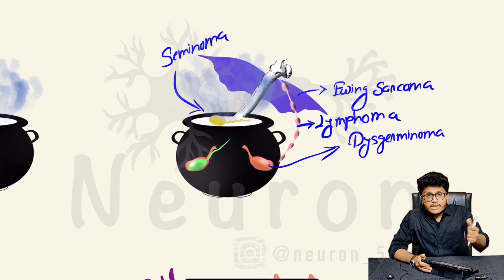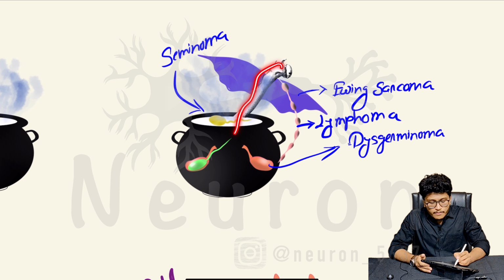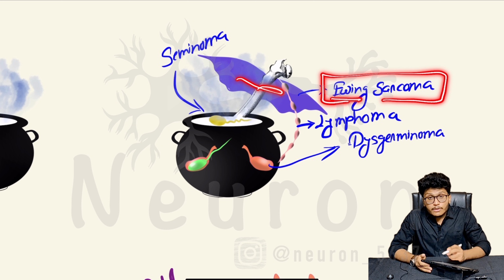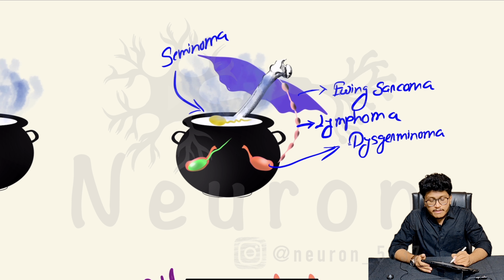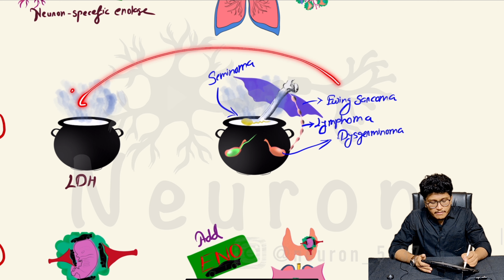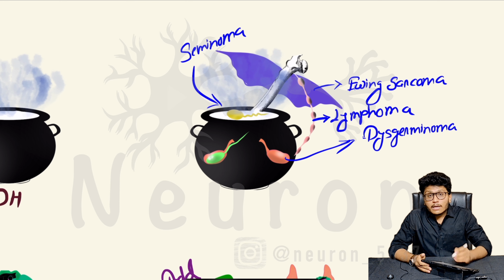Now we will stir this cauldron with the help of a bone. So this is a bone which has a wing. So from wing you can remember Ewing sarcoma. And Ewing sarcoma is the tumor which occurs in the bone or around the bone in children and teens. So in Ewing sarcoma, the tumor marker will be LDH, and the color of the semen will be just like milk. So from that you can remember seminoma.